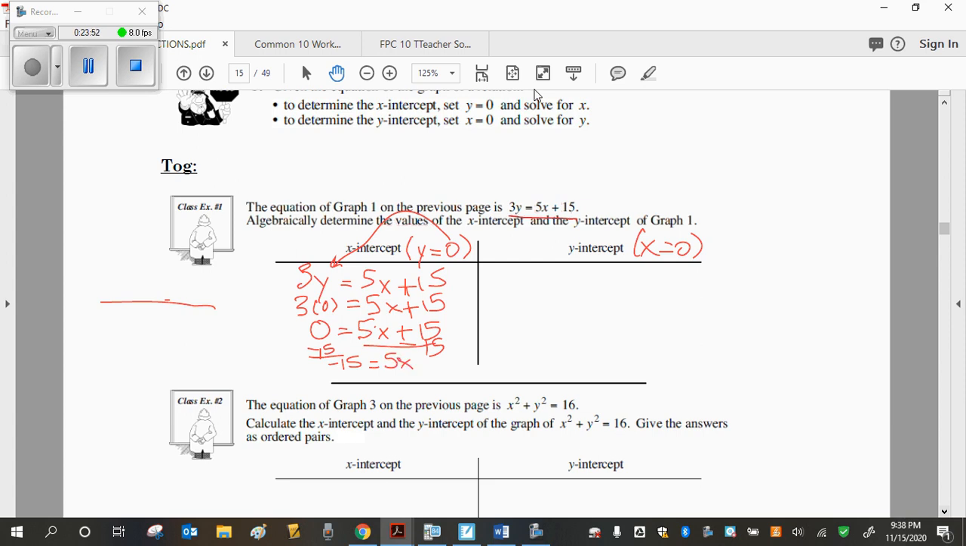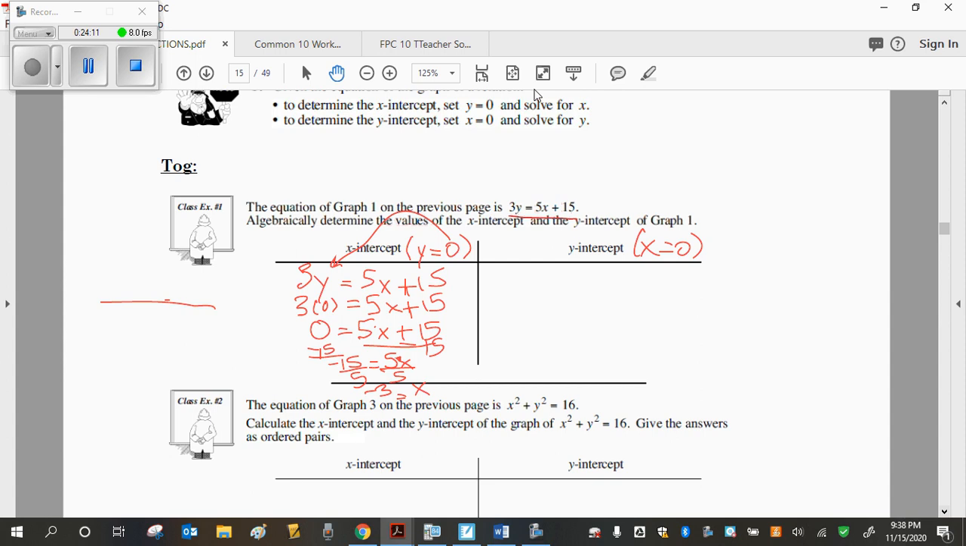And now we divide by 5. 5x means 5 times x, so we divide both sides by 5. We get -3 equals x. And that's not good enough. They want an x-intercept. That's not an x-intercept. That's actually a vertical line.